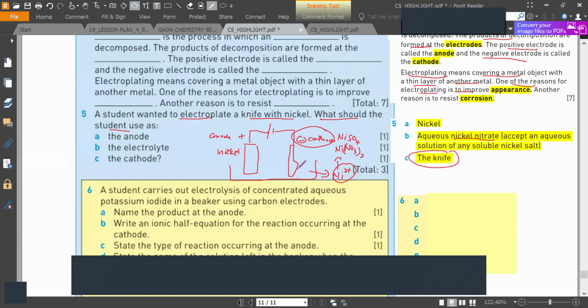So what happened? The nickel ion will be attracted to the knife and then it will discharge to form nickel metal, coating the knife. Here at the anode, the nickel metal will lose electrons to form nickel ions. So that's how it happened. Okay, next.